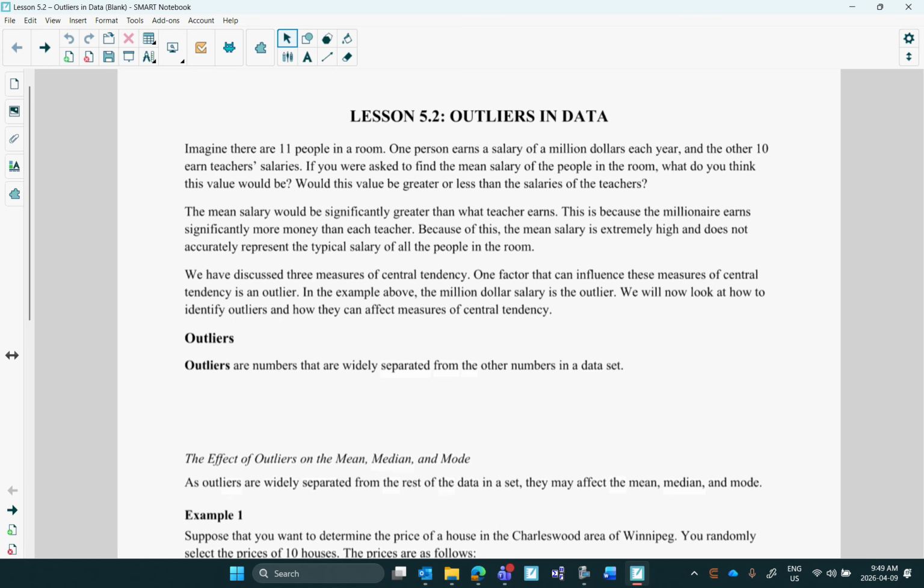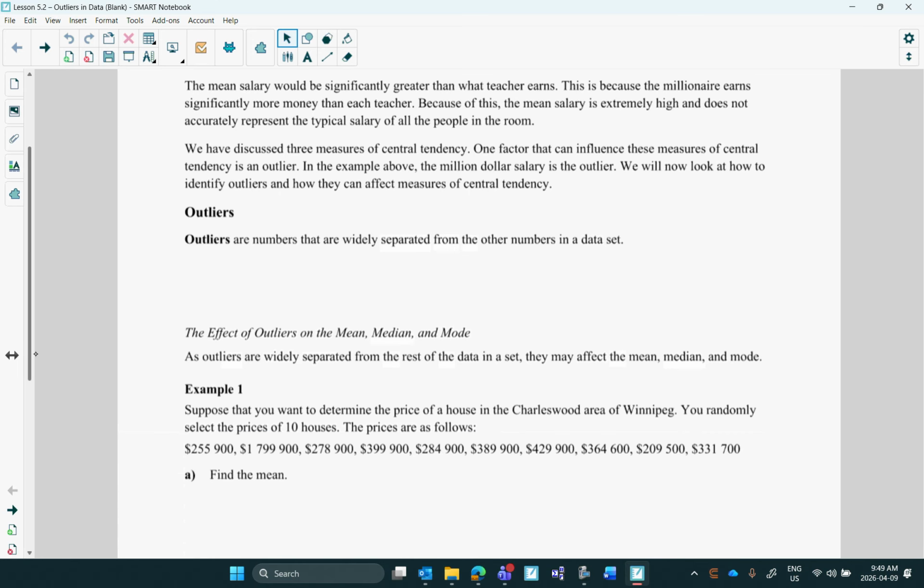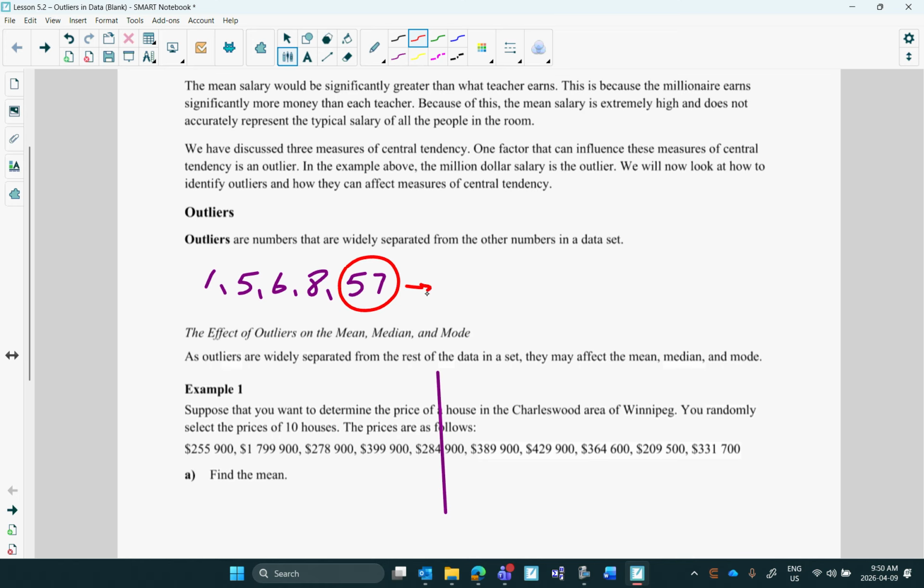So when we call those extreme values, we call them outliers. Okay, so outliers are numbers that are widely separated from the other numbers in a data set. So like if I said 1, 5, 6, 8, 57, we would consider 57 the outlier. Are we supposed to write that down? Yes.